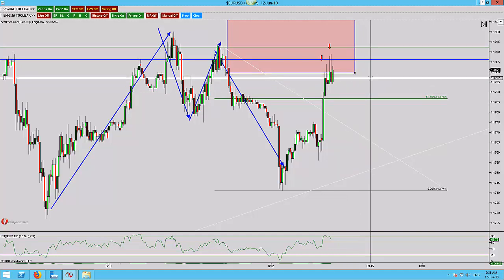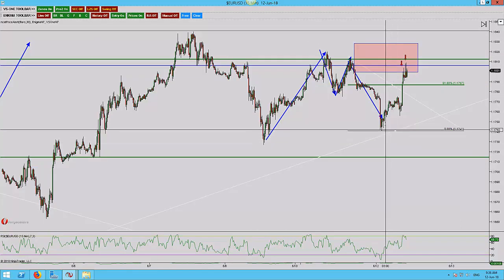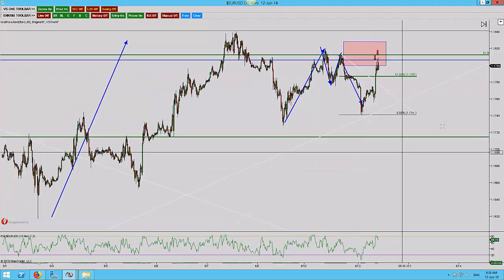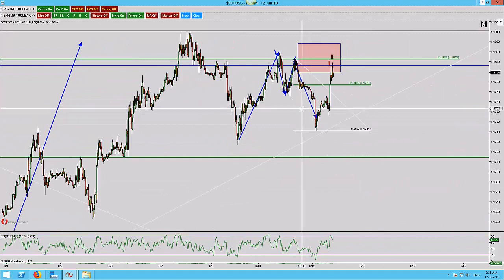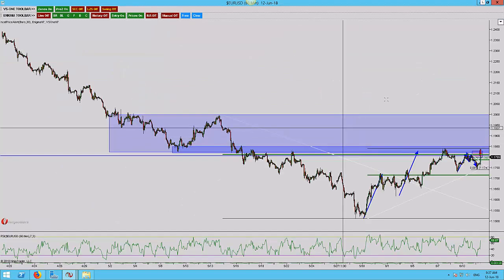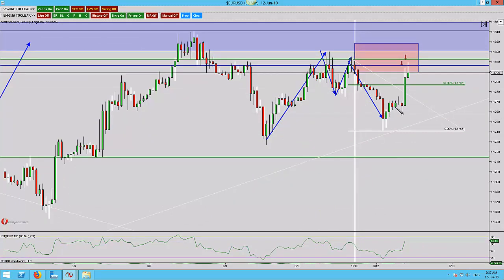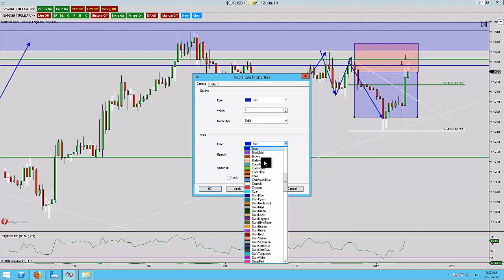Well, I'm going to do this on the demo account just so I can show you at this level. And then targets, well, my target is going to be, I'm going to have 2 targets. And for the targets, I need to go back to the 60. My targets are based off this 60-minute time frame. So first target will be a retest of the lows here. I'm going to make that green.